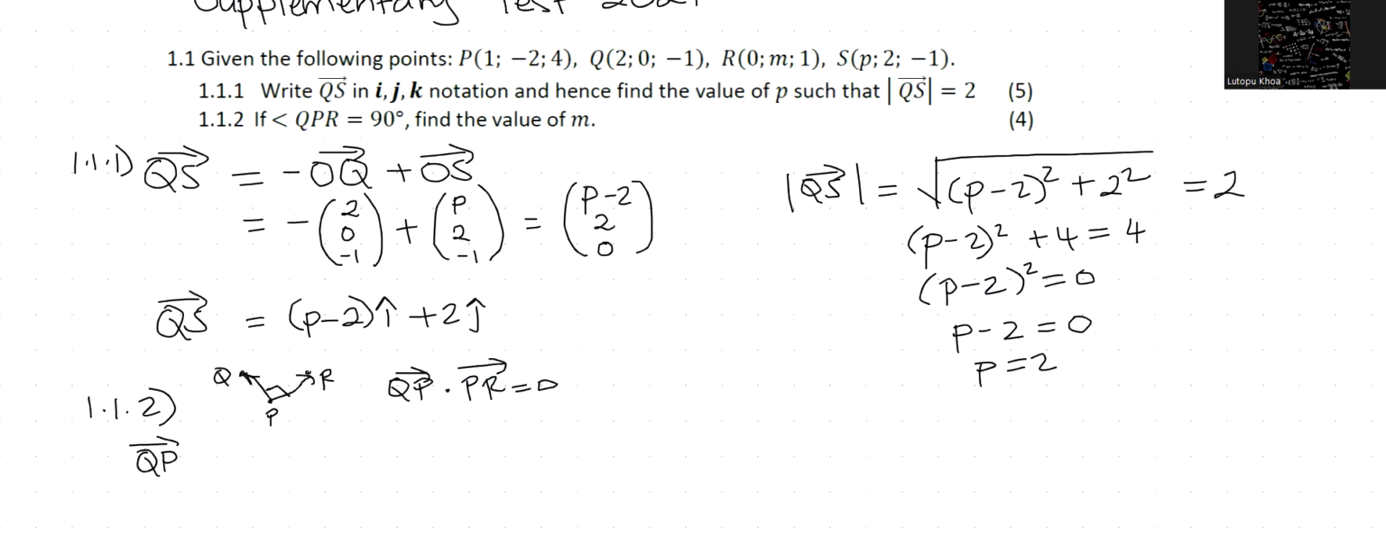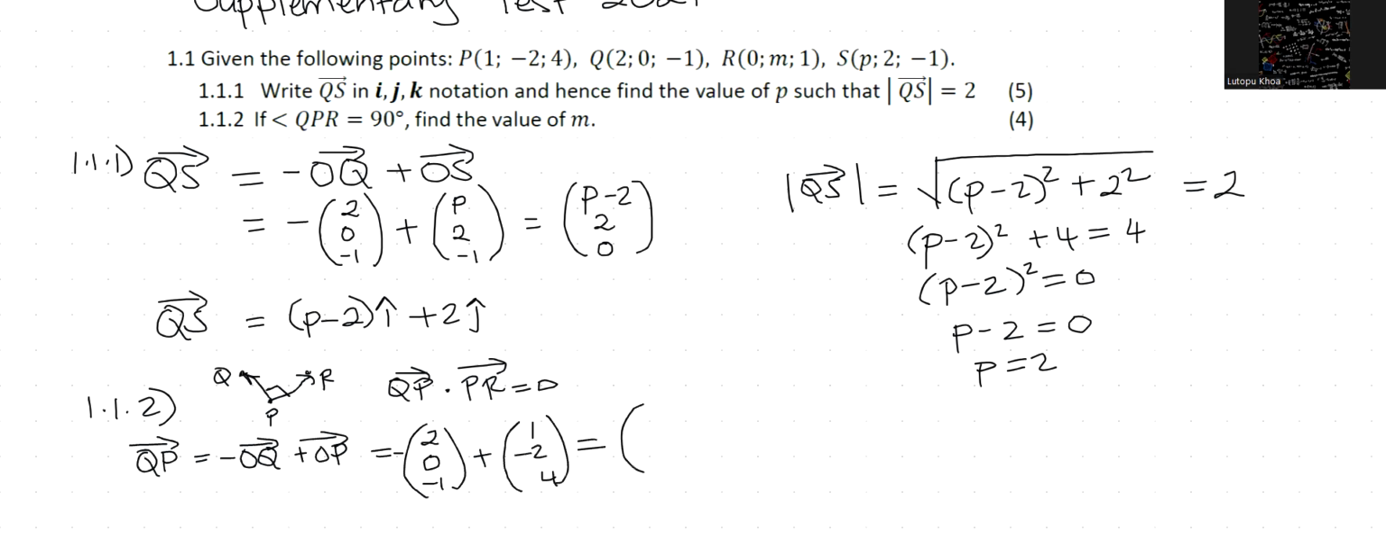Okay, so we work out QP. This is minus OQ plus OP. This is minus OQ, sorry. This is 2, 0, minus 1. And then OP, this is 1, minus 2, and 4. So when we add these two together, we have negative 2 plus 1, it's negative 1, 0 plus negative 2, and then 1 plus 4, this is 5. That is QP.